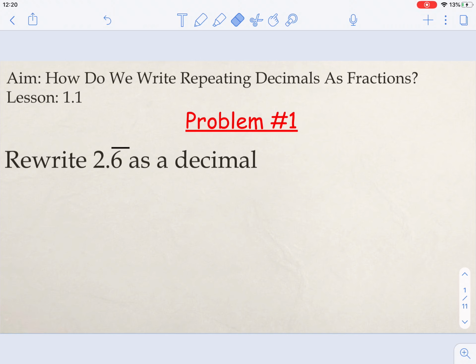Today's lesson is on how to rewrite repeating decimals as fractions. Rewrite 2.6 repeating as a fraction. Take a second to copy down the problem.